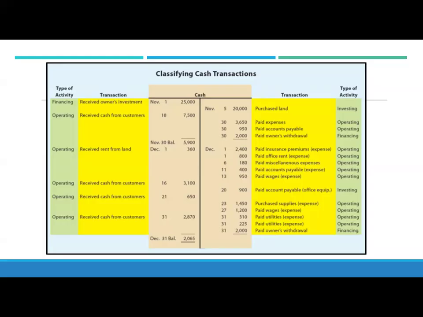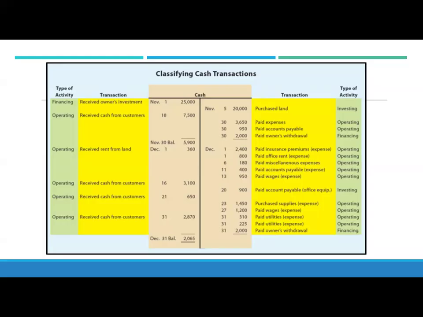So we have the owner's initial investment of 25,000, and received cash from customers. The initial investment is going to be a financing activity. Receiving cash from customers is an operating activity. Received rent from land is going to be an operating activity because it's revenue and expenses that the business has made. Receiving cash from customers is operating, and that's all these three down here.